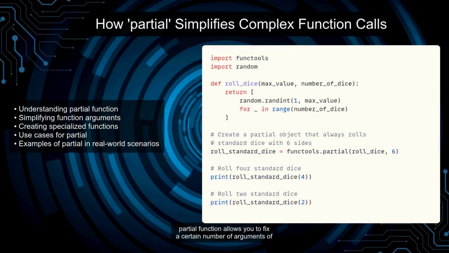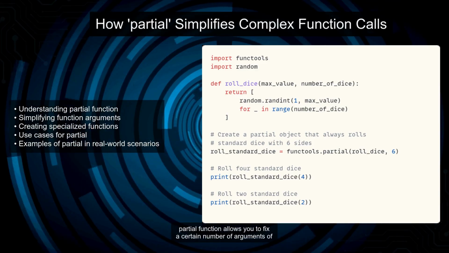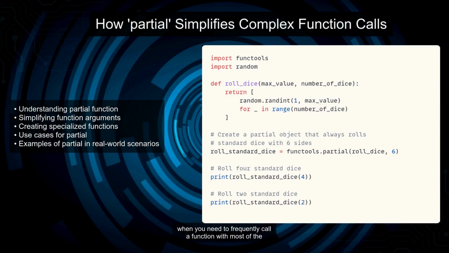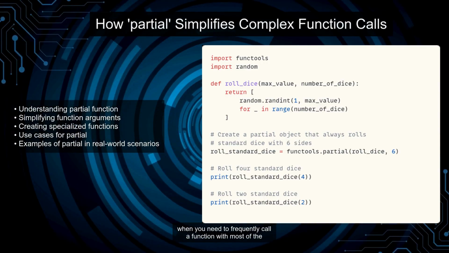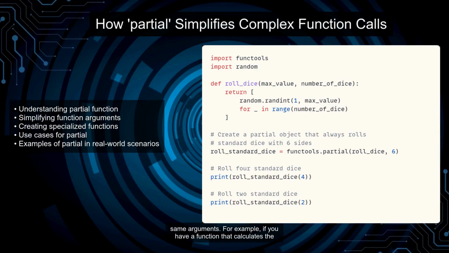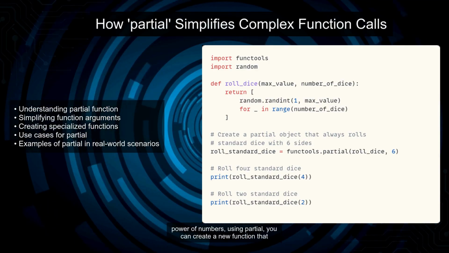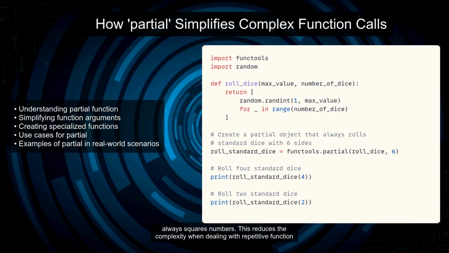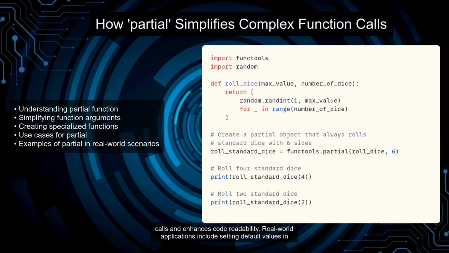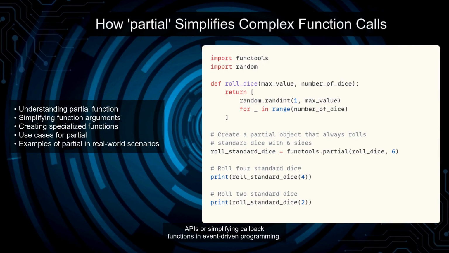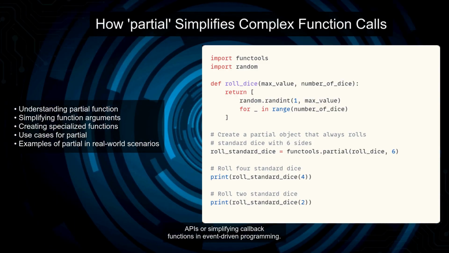The partial function allows you to fix a certain number of arguments of a function and generate a new function object. This is particularly useful when you need to frequently call a function with most of the same arguments. For example, if you have a function that calculates the power of numbers, using partial, you can create a new function that always squares numbers. This reduces the complexity when dealing with repetitive function calls and enhances code readability. Real-world applications include setting default values in APIs or simplifying callback functions in event-driven programming.